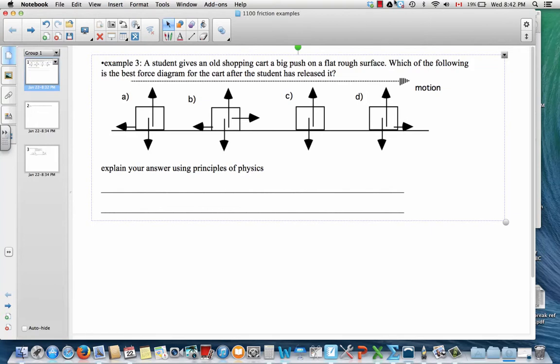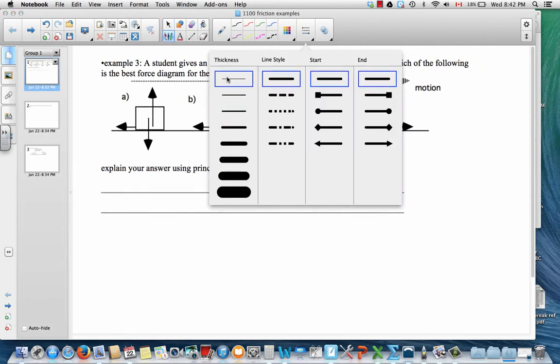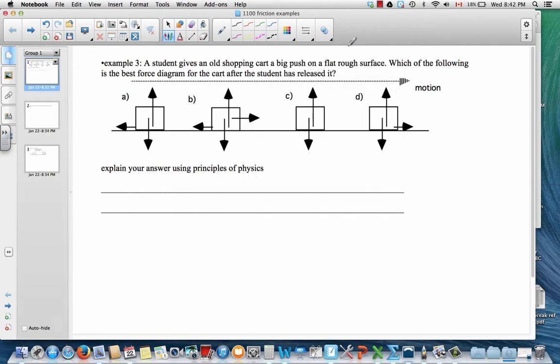Okay, so a few friction problems here. First of all, let's imagine that you push something across the floor and it slides for a while and eventually stops. The question is, what's the best force diagram? Well, if you think about that for a moment, this is the best choice because there's only three forces.